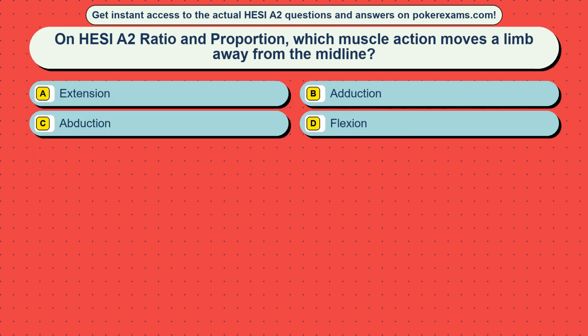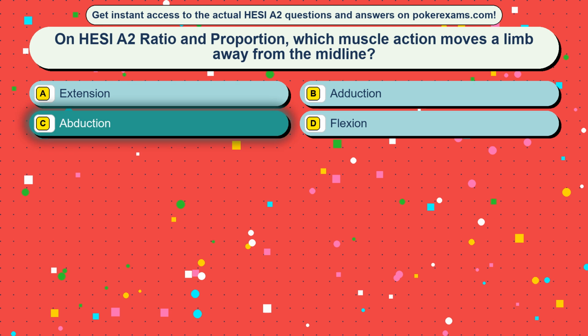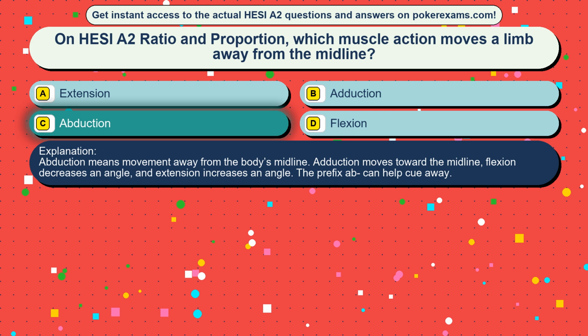Question 24. On HESI A2 ratio and proportion, which muscle action moves a limb away from the midline? Option A, extension, option B, adduction, option C, abduction, option D, flexion. The correct answer is option C, abduction. Abduction means movement away from the body's midline. Adduction moves toward the midline, flexion decreases an angle, and extension increases an angle. The prefix AB can help cue away.